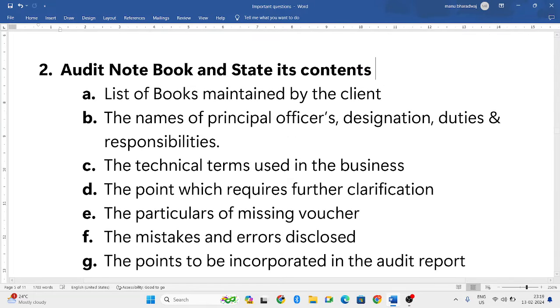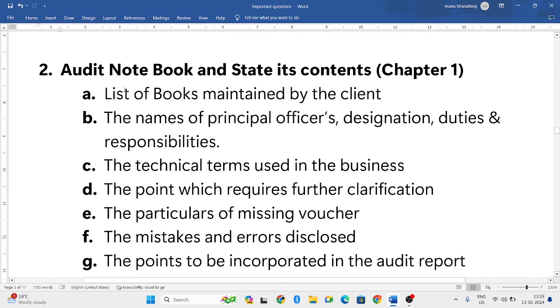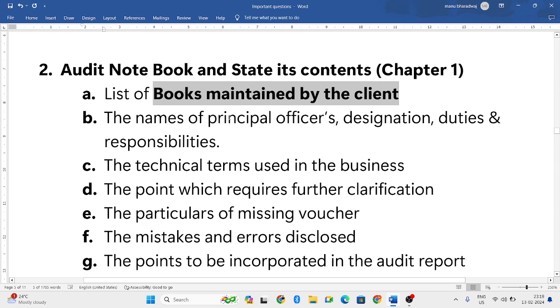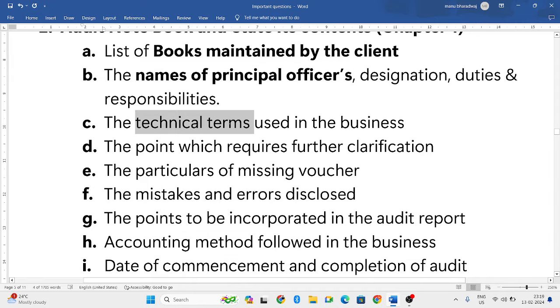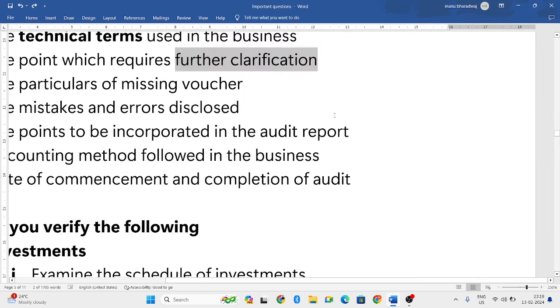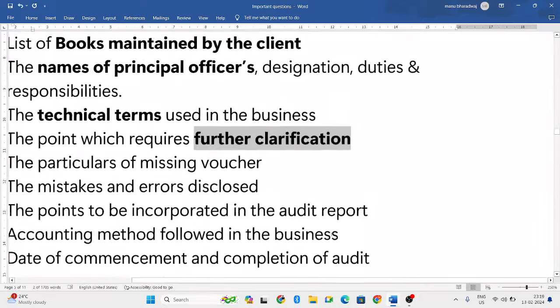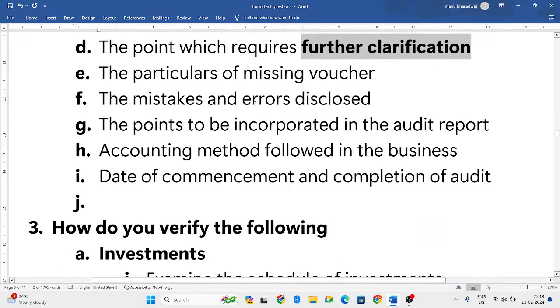Next, audit notebook. State what is audit notebook and state its contents. I think this is from chapter number 1. The contents: the list of books maintained by the client will be there. Name of the principal officers, their designations, duties and responsibilities. Then all the technical terms used in the business. If an auditor requires any further clarification, he has to write down all the points for which he requires clarification. Next, particulars of missing voucher.